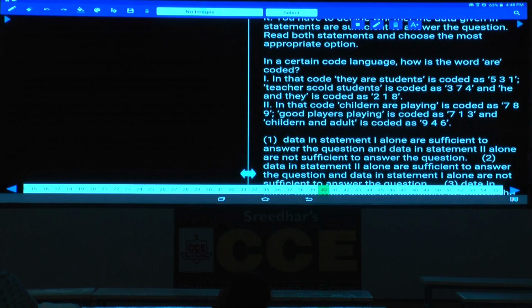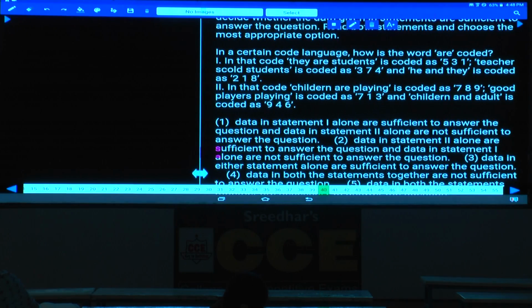Now in this question number 40, in a certain code language, how is the word R coded? Then condition number 1, they are students and teacher scold students. What is the word which is common here? Student is the word which is common. Now we need to find out they, and he and they. They is also common here. They is the word which is common in the third one, and here students is common. Now students and they will be common. One code will be left over, and the code to the word R can be identified or not? Yes, hence 1 alone is sufficient.